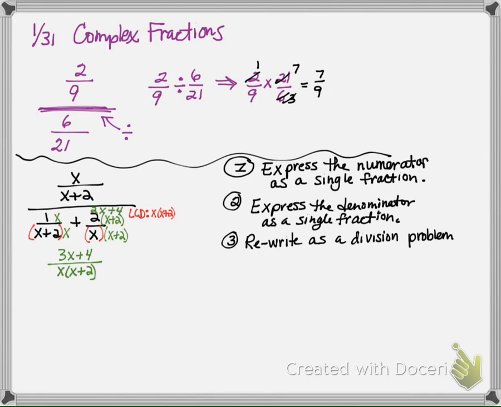We're going to write x over x plus 2 divided by 3x plus 4 over x times x plus 2. It's actually nice to rewrite it this way because it gives you an opportunity to go ahead and factor if you can. If there's ever a time to factor or a chance to factor, this would be the time to do that. If you have a numerator that could be factored, we don't this time.